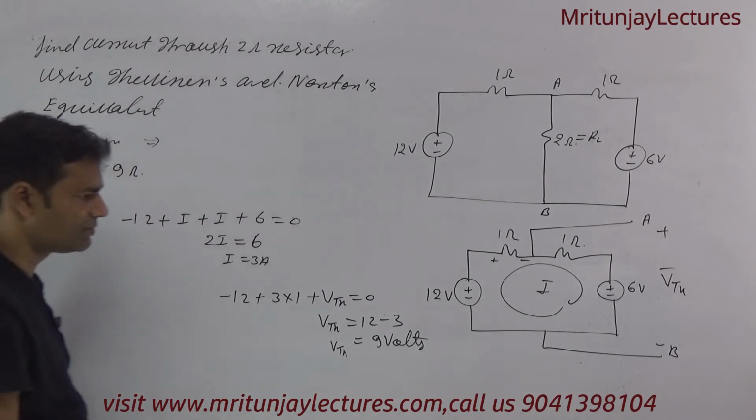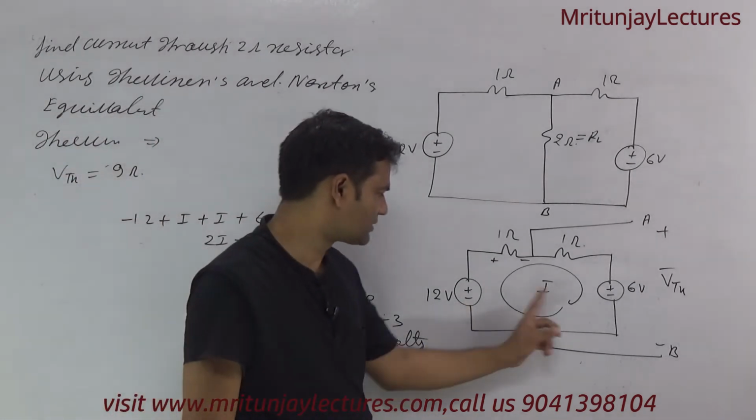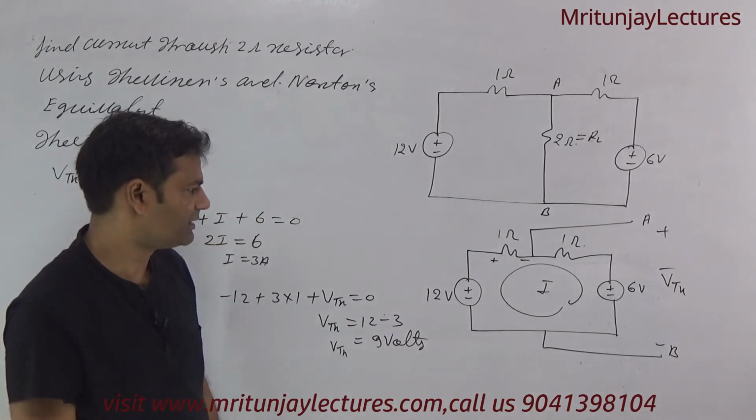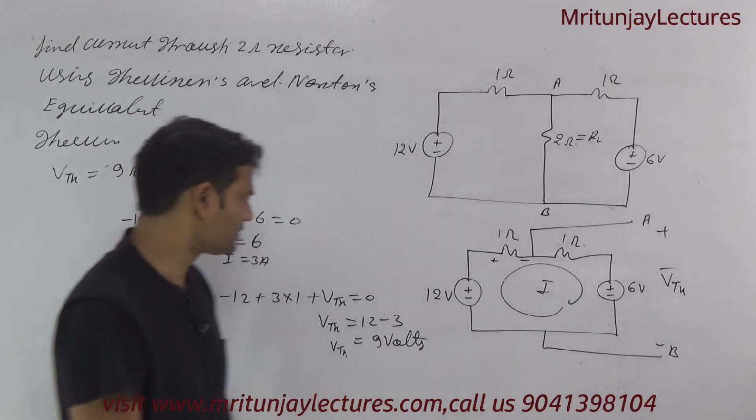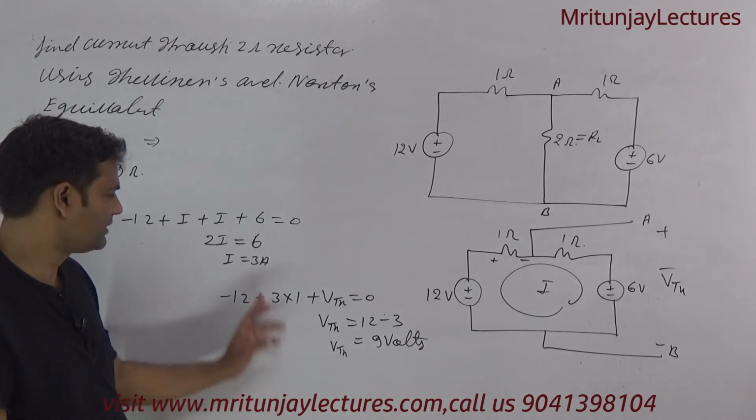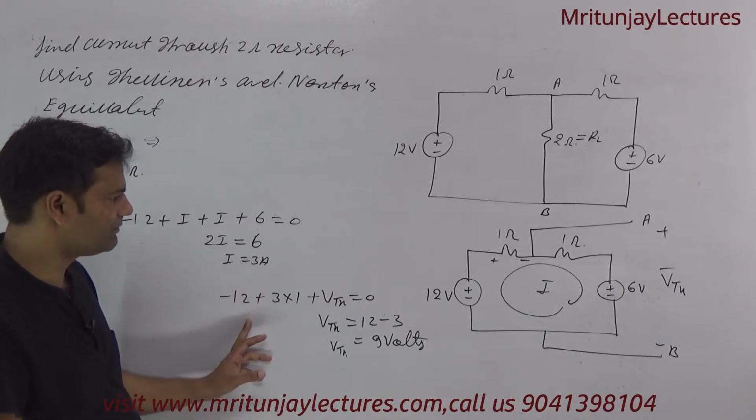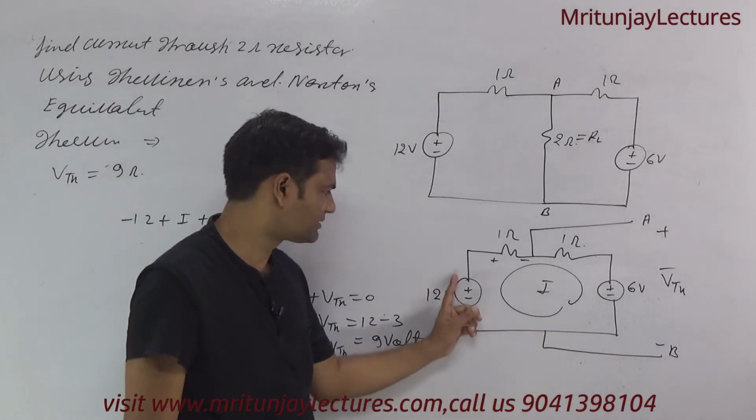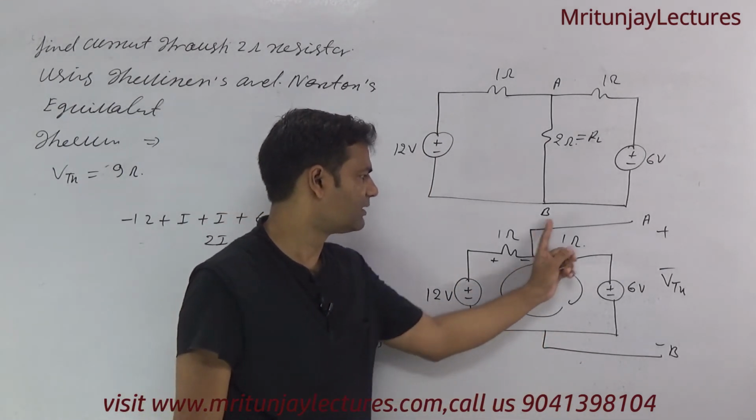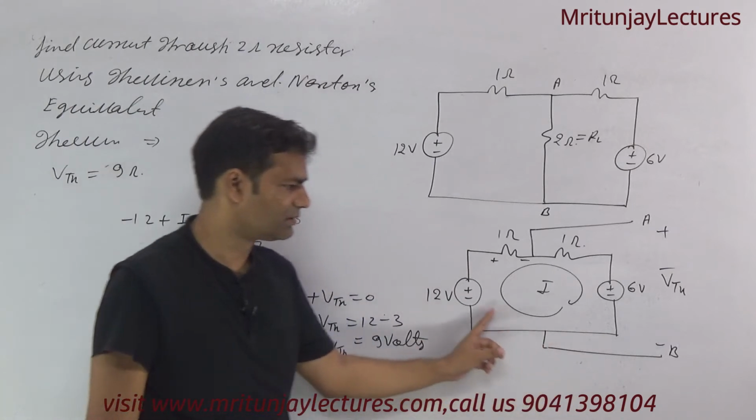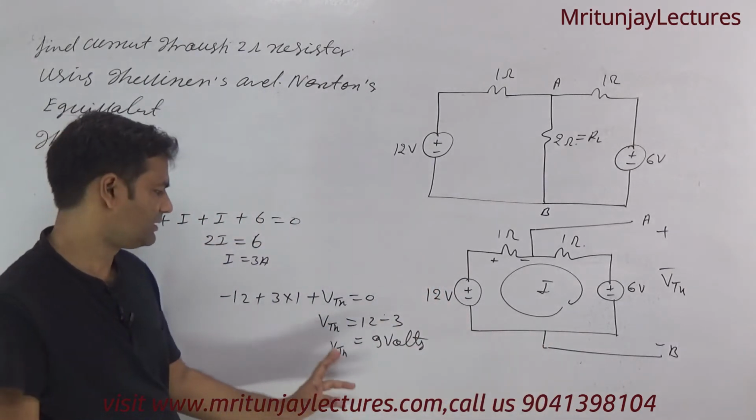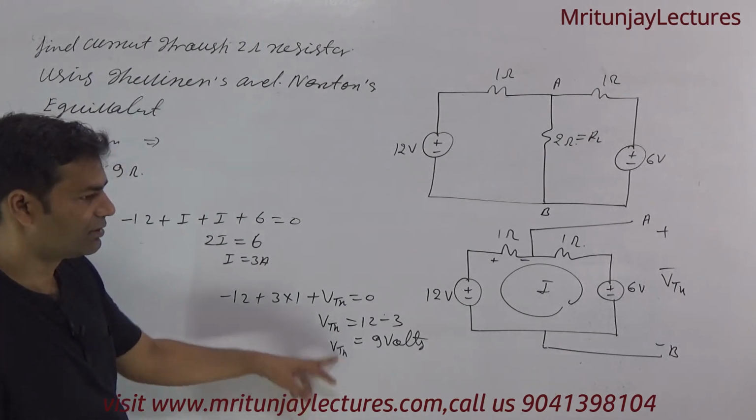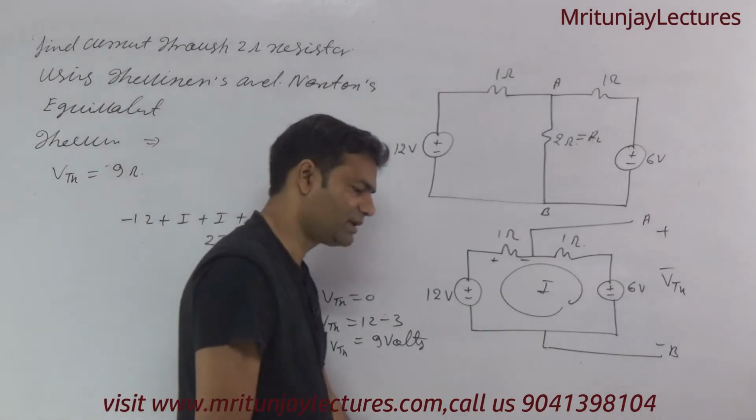Okay, if you face any problem, then I will explain again. 12 minus 6 by 2, sorry, 6 by 2, that is 3 ampere. After that, apply KVL on this loop and we got VTH. Clear? VTH is 9 volt. Now our next target is RTH.